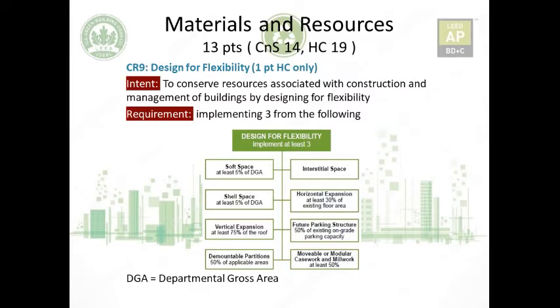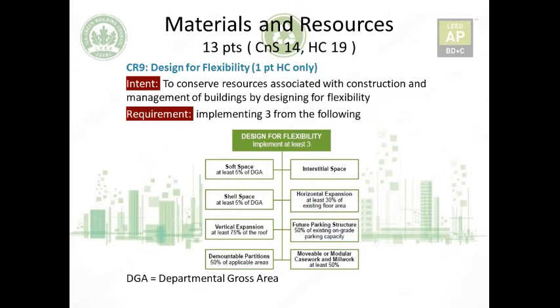Now, designing for flexibility has these 8 options which LEED guides us on, and you have to implement at least 3 of them to get this credit. Now let's see one by one. Soft space, at least 5% of DGA. DGA is departmental gross area. You mean the gross area of the department of the hospital. Then shell space, interstitial space. We are going to see these in the next slide.